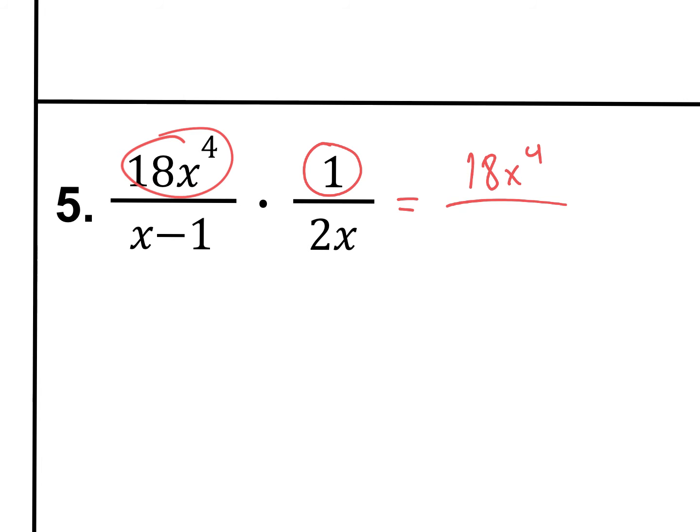On the bottom, I have a binomial and a monomial. Are those the exact same thing? No, so I do not multiply them together. I just write them next to each other. That's how I multiply them. I don't condense them. I just leave them expanded like that. You'll notice I put the monomial term in the front, and the binomials in the back.